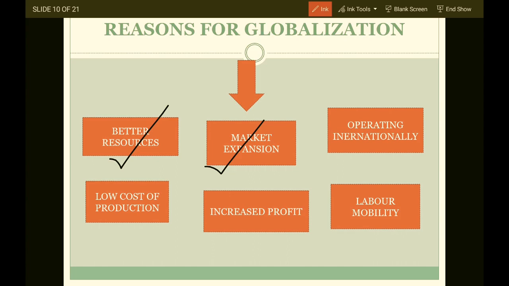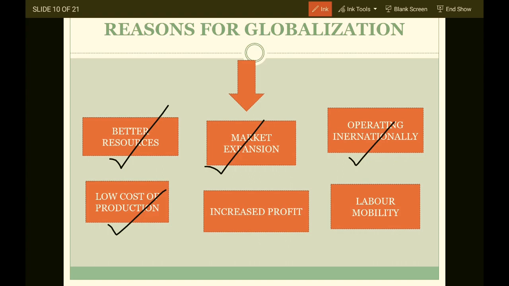Earlier we were dealing with just one product and one company, but after globalization more companies came here, the market expanded, and there were more products, more alternatives, and more options for the consumer or the customer. Operating internationally is not just concerned with national markets. Globalization is concerned with the whole globe, not just one economy.